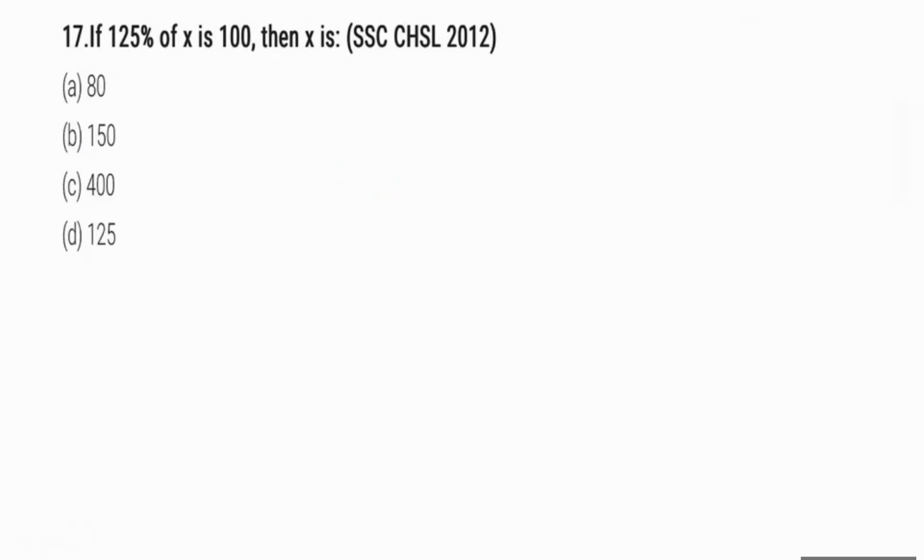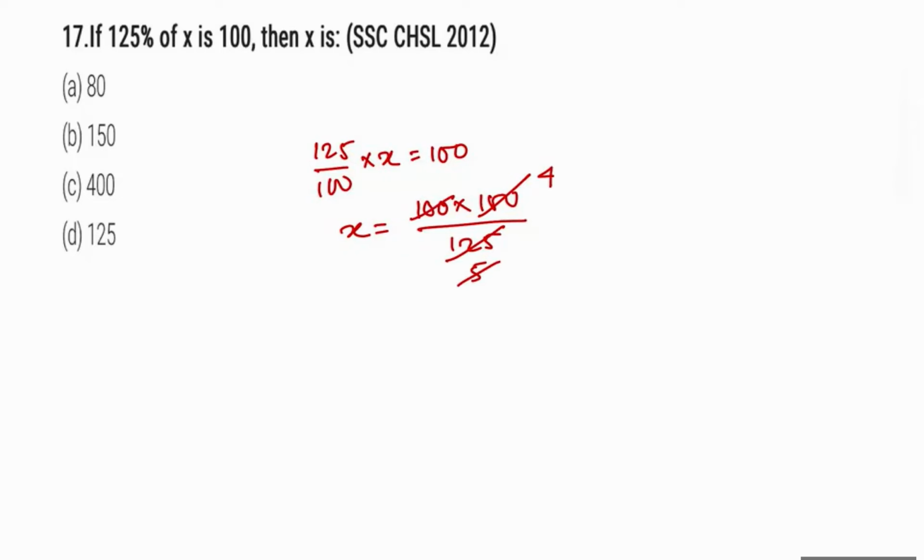Question number 17. If 125% of x is... Look at the denominator and numerator. 25 is 4 times, 25 4s are 100. 125 over 100, 5 2s are 10, 500 divided by... 20 into 4 is 80, the calculation. 25 once is 25, twice is 50, three times is 75, four times is 100, and five times 25 is 125.